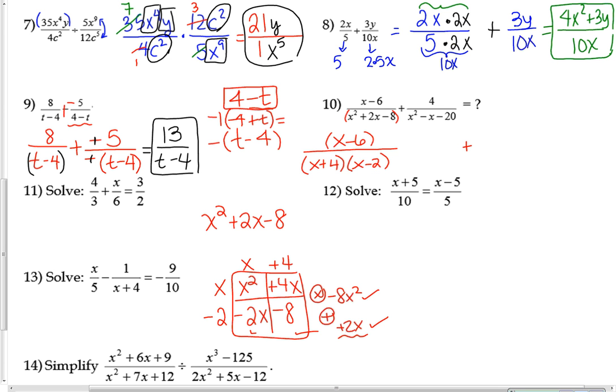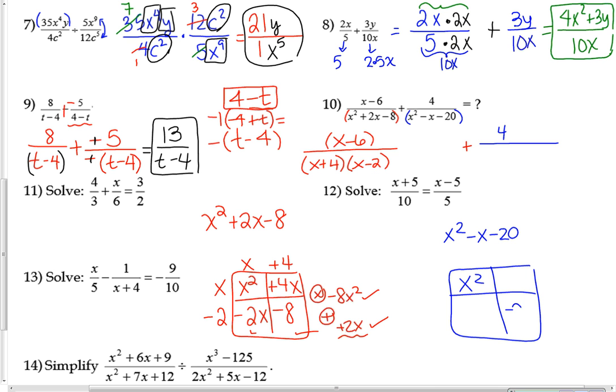This was an addition problem. I'm leaving a little space in case I need to get a common denominator here. My second fraction is 4 over x squared minus x minus 20. That again needs to be factored. So I have x squared and minus 20. I'm looking for what two things multiply to minus 20x squared and add to -1x.